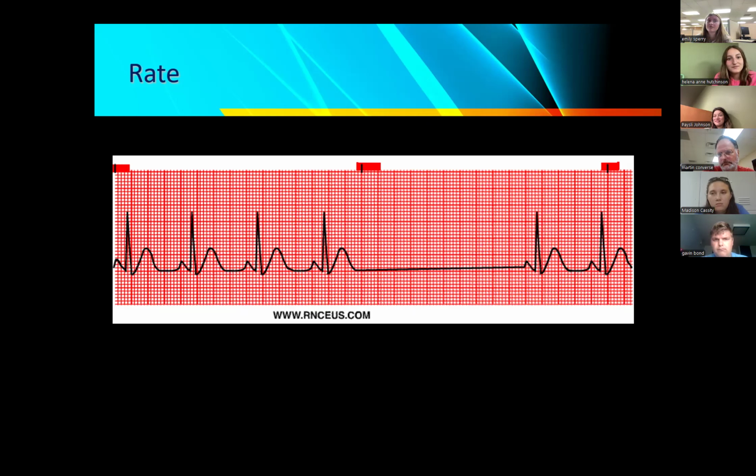Okay. Do you see P waves? Yeah. Do they look normal? Yes. Do they all look the same? Yeah. Does every P wave have a QRS? Yes. Does every QRS have a P wave? Yeah. You're awesome. Excellent.